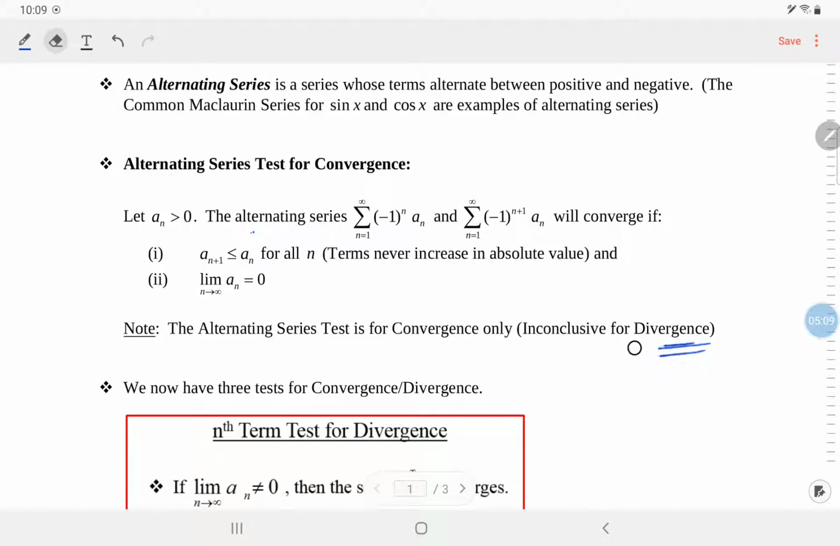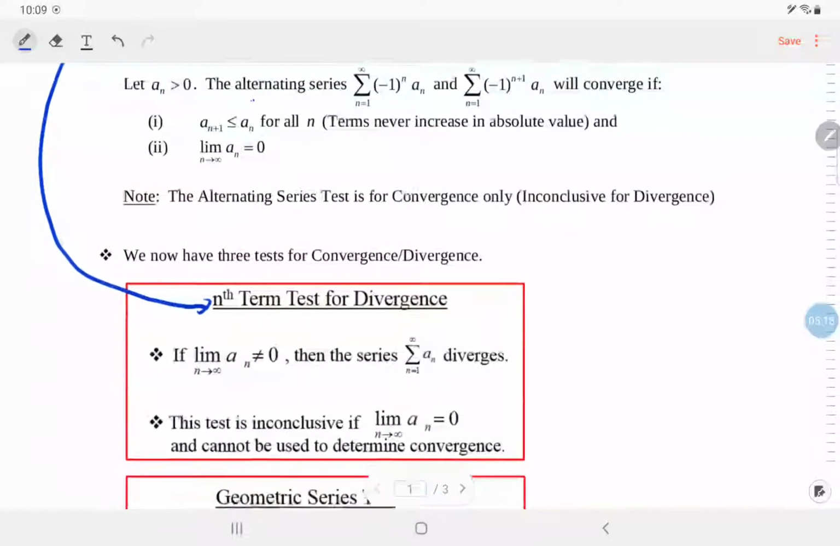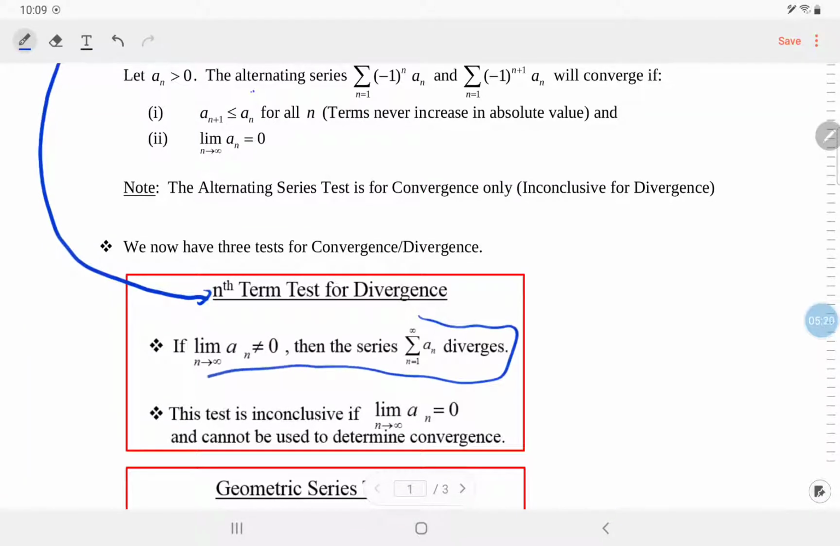But luckily, this is kind of a cool thing here. You might remember us talking about our nth term test, how it only determines if something diverges.